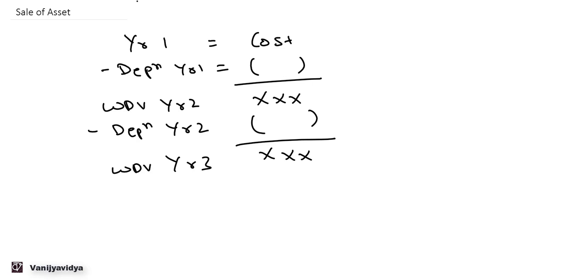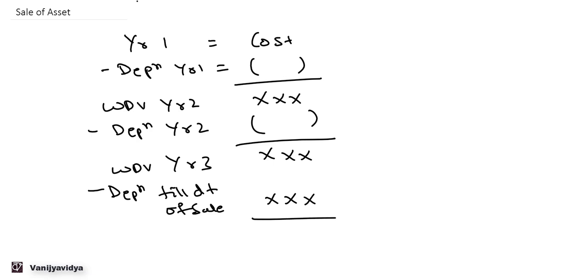Now say the asset is sold in year 3. It is sold in the middle of year 3. So what we do is we calculate the depreciation till the date of sale, and then we arrive at a WDV as on the date of sale.